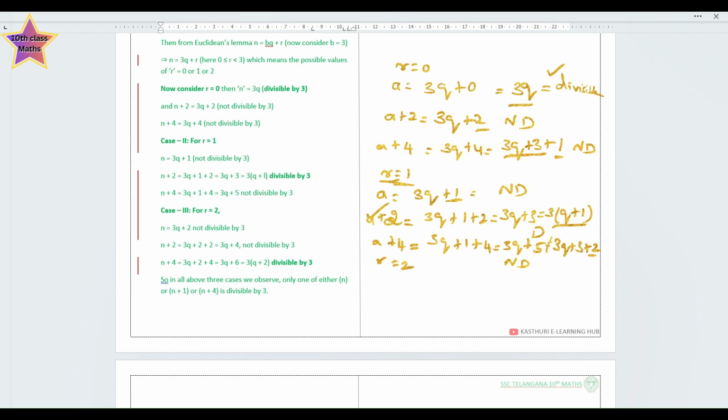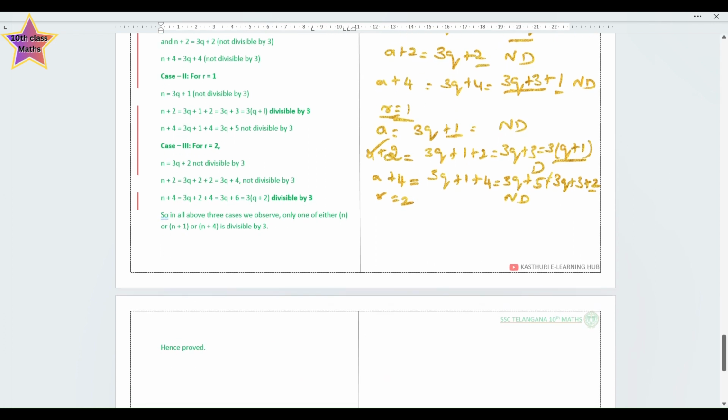If you write a plus 4, that is 3q plus 2 plus 4. That is 3q plus 6. So here you can write in terms of 3: 3 into q plus 2. This is divisible by 3. So among these 3, only 1 is divisible. So in all the above 3 cases, we observe only one of either n, n plus 2, or n plus 4 is divisible by 3. Okay, therefore it is proved.